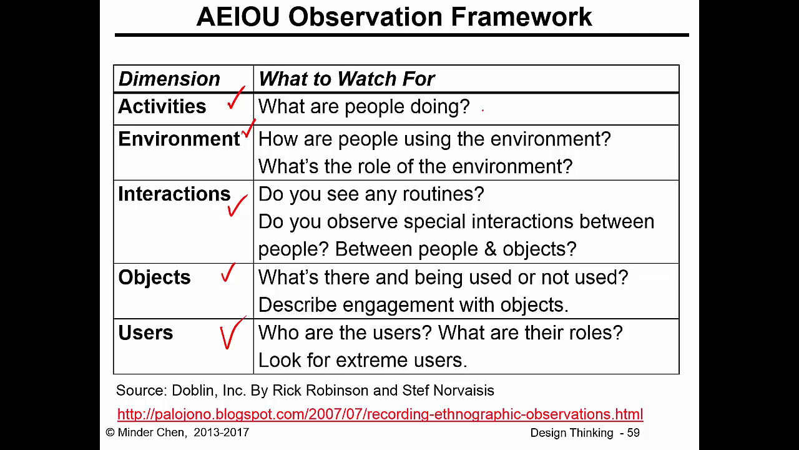So you will ask: what are people doing? What kind of environment are they in? What kind of role do they play in that environment? Any routine interactions, any special interactions between people and the objects, etc. If there are certain objects in the natural setting, are they being used or not used? Describe how people are engaging with objects. And who are the users? What's their role? And look for extreme users, because that extreme user's behavior may be something we need to pay particular attention to.